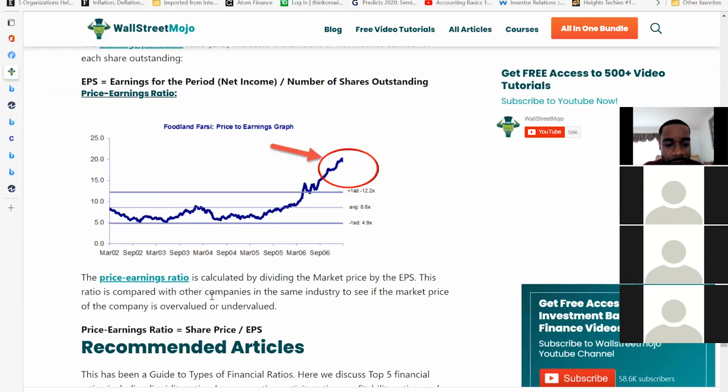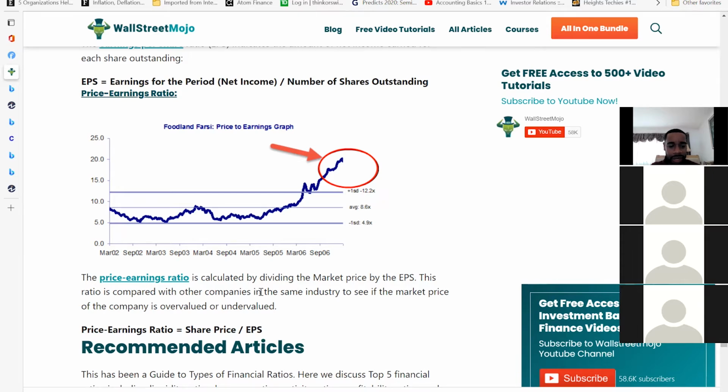This ratio is compared with other companies in the same industry to see if the market price of the company is overvalued or undervalued. Once again, with a lot of these ratios, there is no set rule like, I need a company with a PE of 20 or 10 or 50. It's more about what the industry average is, and can I find a company with a lower PE? On the flip side, if you're looking at high growth companies, you might actually want a company with a higher PE.